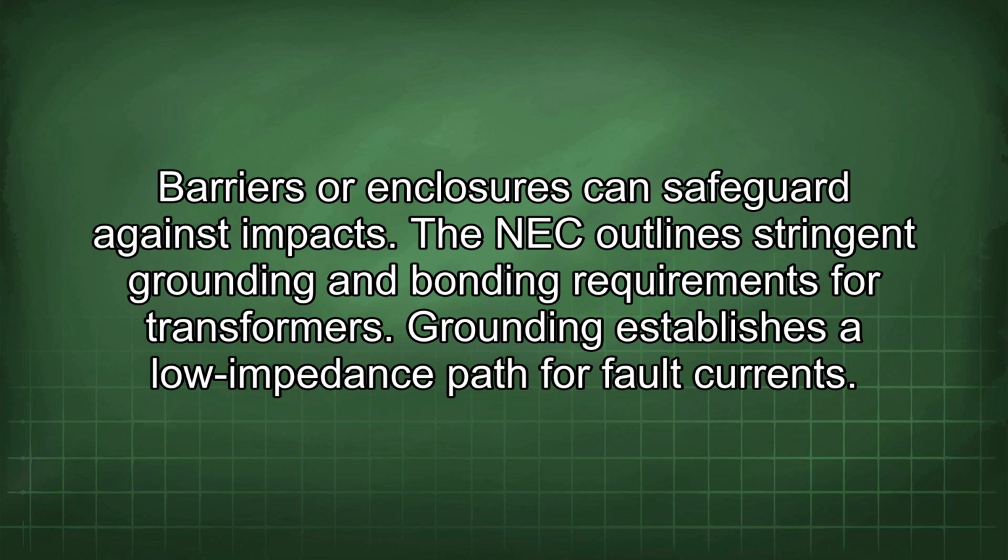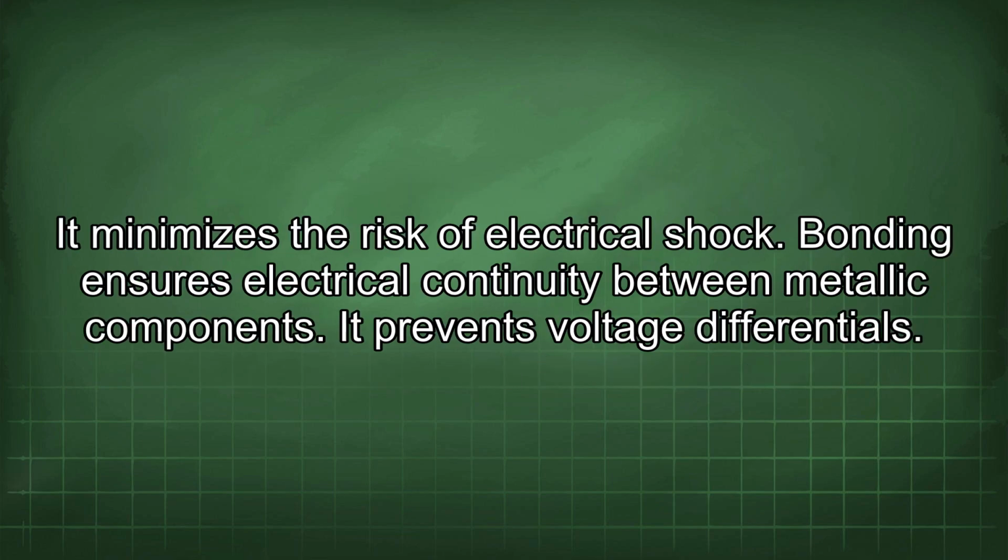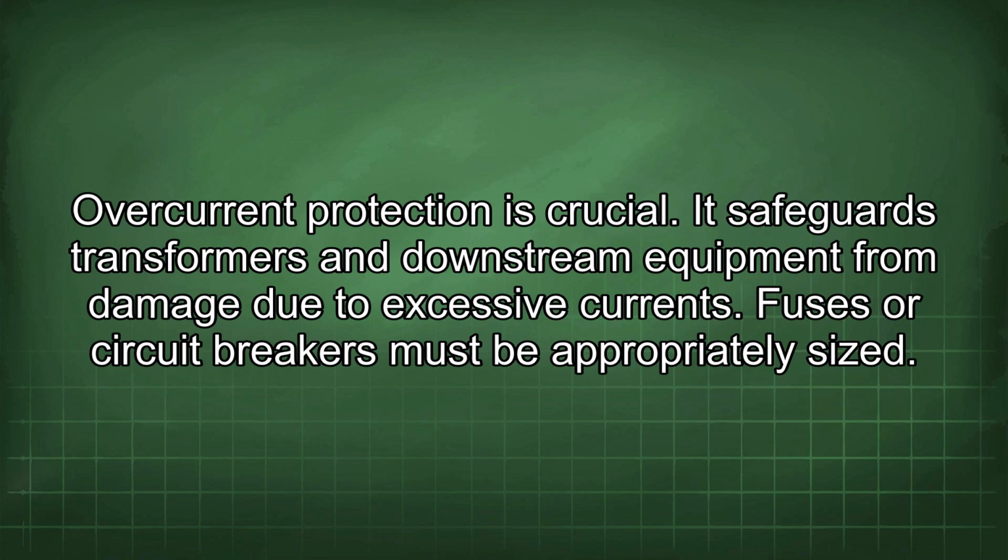The NEC outlines stringent grounding and bonding requirements for transformers. Grounding establishes a low impedance path for fault currents. It minimizes the risk of electrical shock. Bonding ensures electrical continuity between metallic components. It prevents voltage differentials. Overcurrent protection is crucial. It safeguards transformers and downstream equipment from damage due to excessive currents. Fuses or circuit breakers must be appropriately sized.